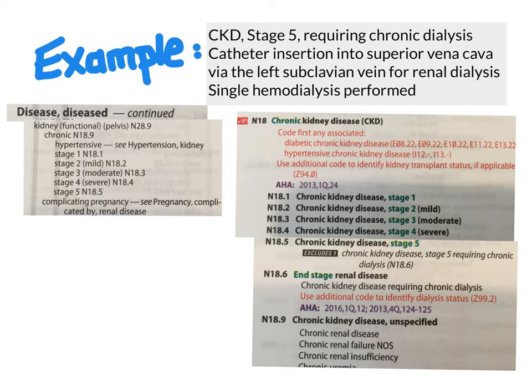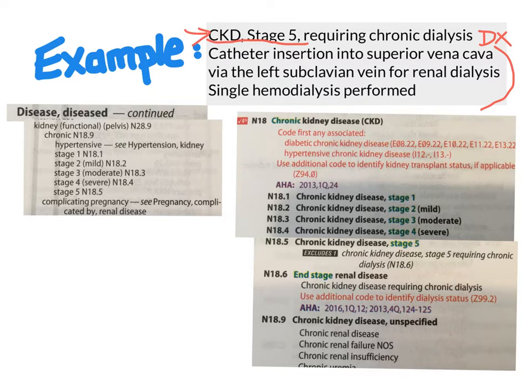Let's go ahead and look at a chronic kidney disease example from exercise 21.2. Here we find chronic kidney disease, stage 5, requiring chronic dialysis. So this is our diagnosis. And then here we have a procedure statement. Catheter insertion into superior vena cava via the left subclavian vein for renal dialysis. Single hemodialysis performed. So let's go ahead and just begin with this first part, the actual diagnosis statement.